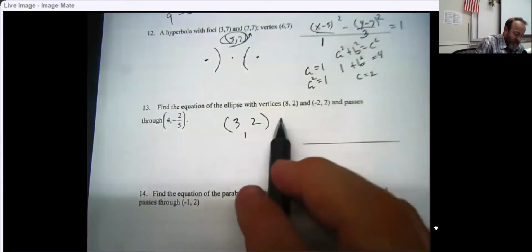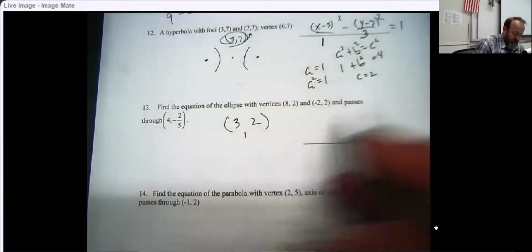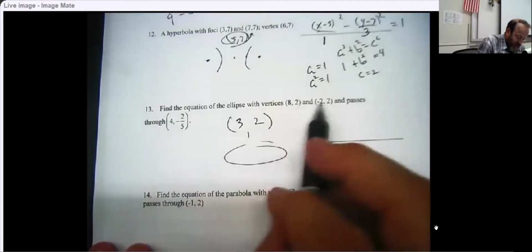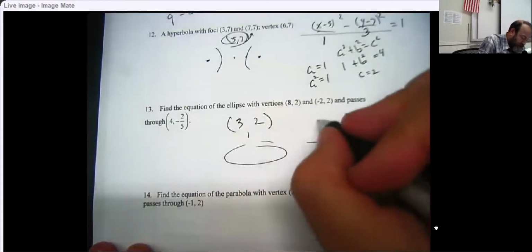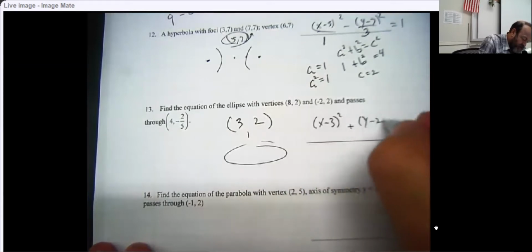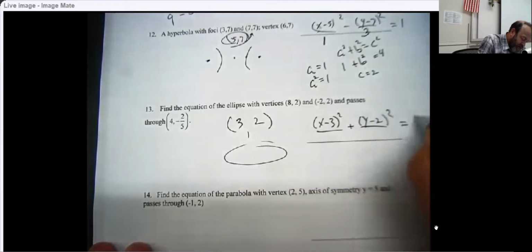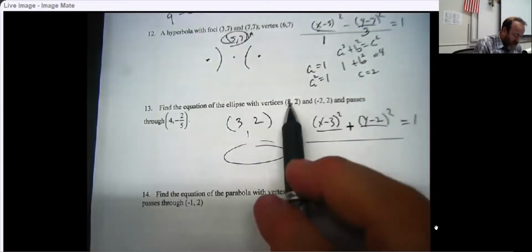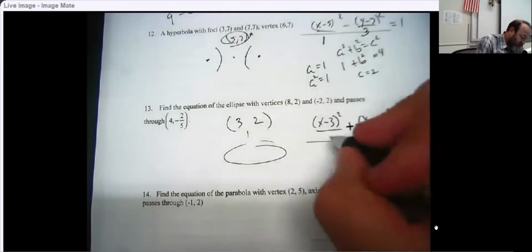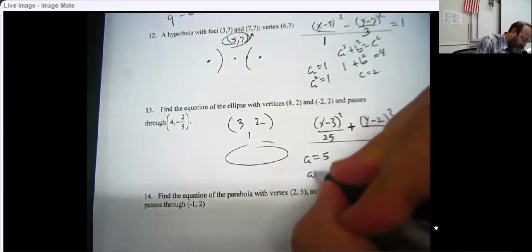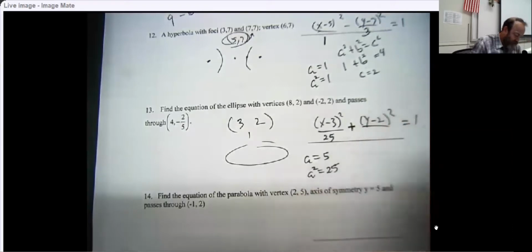So I know that this is an ellipse that opens out to the side, right? Because these are lined up horizontally with each other. So we are definitely an x minus 3 squared and a y minus 2 squared. Remember, it's a plus because all ellipses have that. And the distance from 3 to 8 is 5. So I know that this is 25 because remember, a is 5, which makes a squared 25.